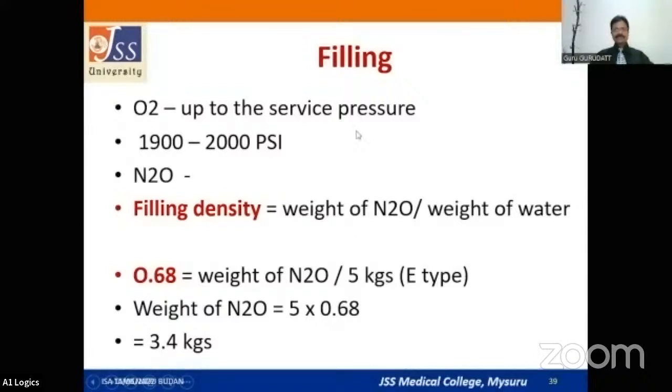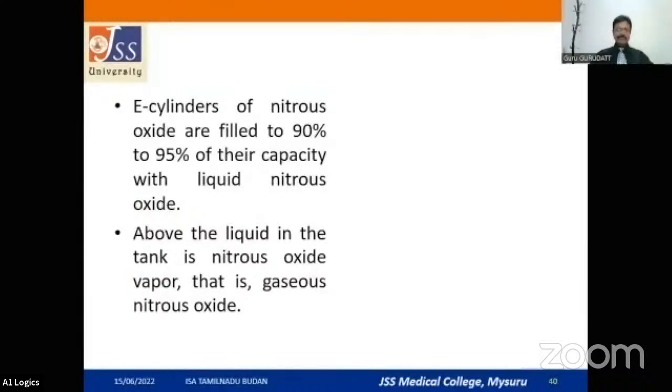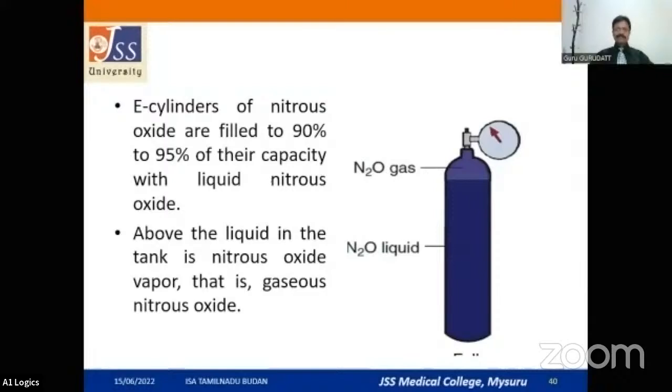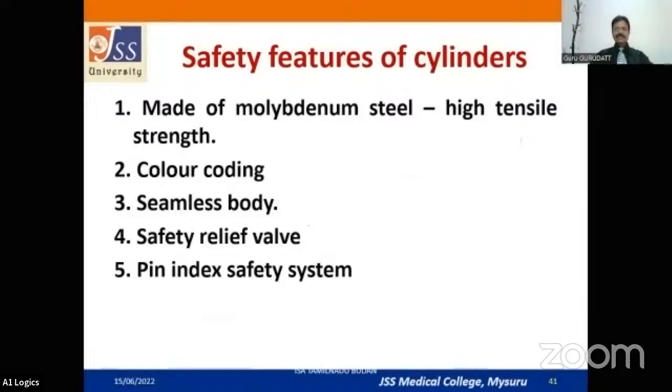It is filled by filling density, whereas gases like oxygen and air are filled to a service pressure of 2000 psi. Another thing they'll ask you is, when you fill with the filling density, how much of the cylinder is filled? It's usually 90 to 95% of the capacity of the cylinder that is filled with nitrous oxide, because some space is required for it to vaporize. Don't think the cylinder is filled to the brim. Some space is kept. So 90 to 95% of the cylinder is filled with nitrous oxide or carbon dioxide, because carbon dioxide is also a liquid gas. So in a nutshell, the safety features of cylinders are: molybdenum steel, high tensile strength, color coding, seamless body, safety relief valve, and the pin index safety system.